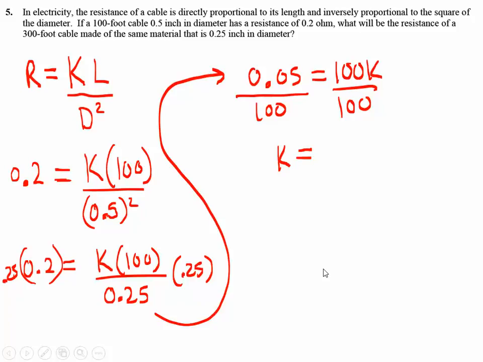You got it. So how about this guy for the k value? 0.0005. And again, this one is particular to this particular cable. Alright, so what will be the resistance of a 300-foot cable made of the same material, and just the diameter has been cut in half here.